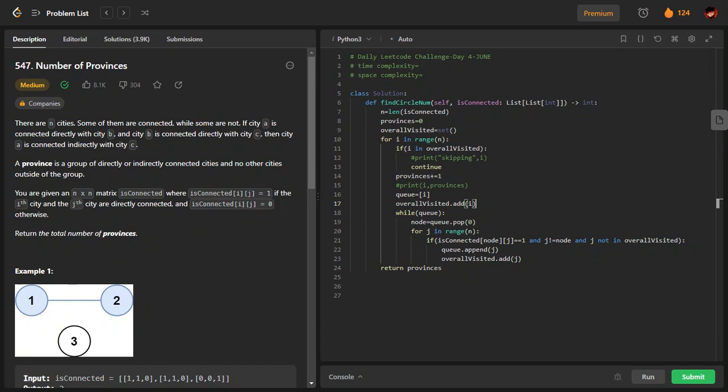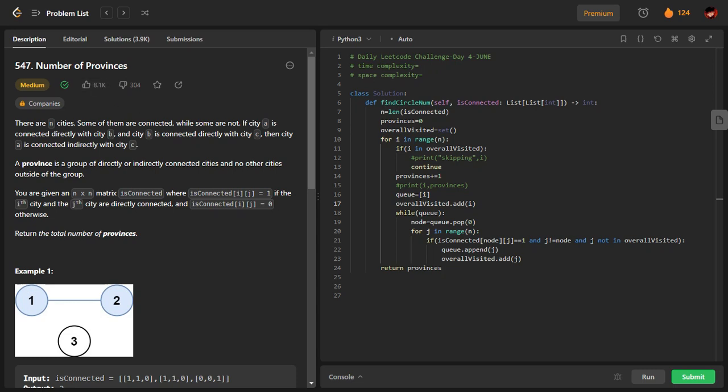Today we are at day 4 of the June daily Leetcode challenge and we again have a medium level question in front of us. It's question number 547, number of provinces. If you remember correctly, from the last 2 or 3 days, we are getting questions which are related to either trees or graphs. So ultimately, we are doing either BFS or DFS.